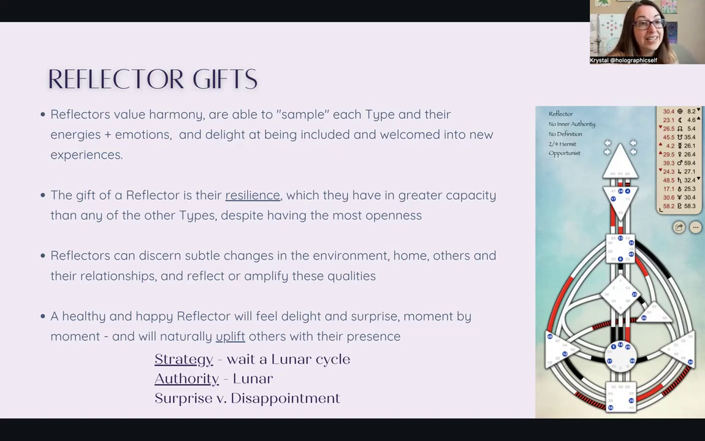The gift of a reflector is their resilience, which they actually have in more capacity than any of the rest of us, despite all that openness in their chart. Remember, I said when it's like all that openness, it functions in such a way that there's no hooks, there's no defined center with a hanging gate that wants to magnetize. They're able to take it all in and then release it all, like step back and be in their own space. My son actually has a shirt that says, "I need my space."